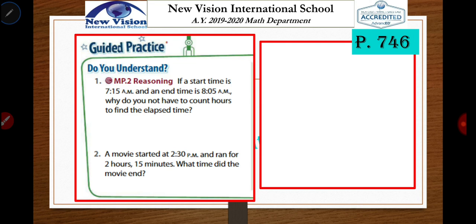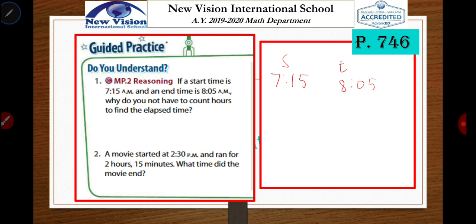Next, let's go to the guided practice. We have the Do You Understand? If a start time is 7:15 and an end time is 8:05, so we will write it here. 7:15 is the start time and the end time is 8:05 a.m. Why do you not have to count hours to find the elapsed time? Why do you think so?